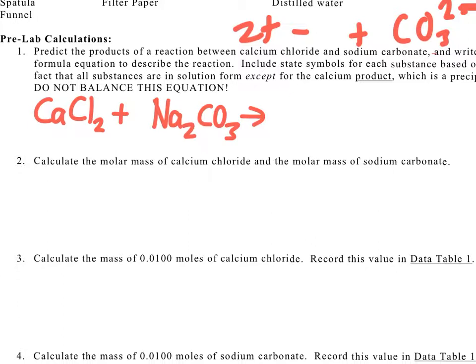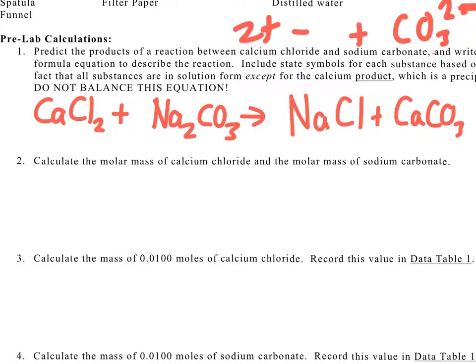Okay, in a double replacement reaction, the two metals are going to switch places. So the calcium and the sodium are going to switch places to make our products. So that means that sodium is going to end up with chlorine. Sodium has a +1 charge, and chlorine has a -1 charge. So their charges are balanced, so the formula is NaCl. Calcium is therefore going to end up with carbonate. Calcium is a +2 ion, carbonate's a -2 ion, so their charges are all balanced. So CaCO3 is the formula for that.